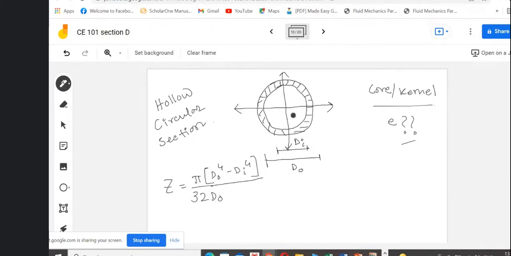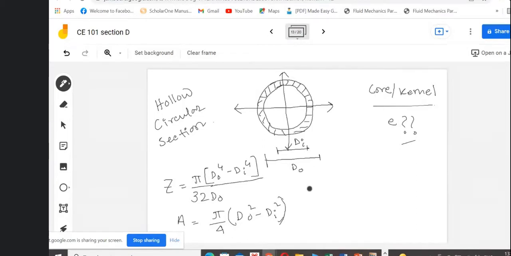As it's a hollow section, we reduce the inner moment of inertia from the outer one, so I naught minus I. Then we divide by y max, which is the maximum distance of the outer surface, that is d naught by 2, and that gives us pi by 32 d naught into d naught to the power 4 minus di to the power 4. And what is A? A we already know, it's simple: pi by 4 into d naught square minus di square.